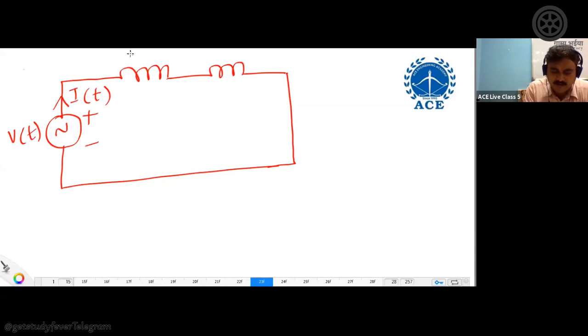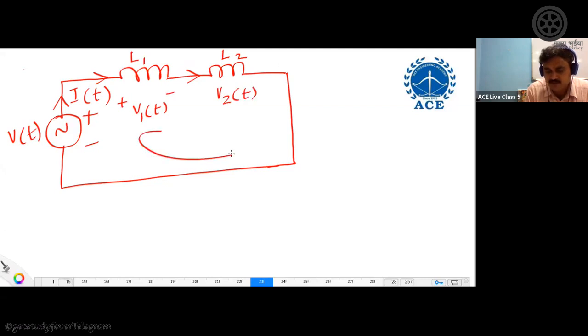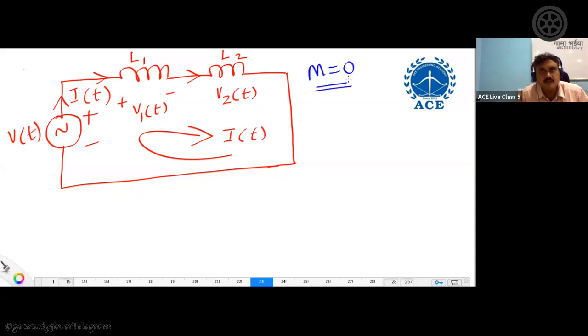Okay, now let this be L1 and let this be L2, and the same current I of t is flowing on both the branches. Let these voltages be V1 of t and V2 of t, and the current flowing in the circuit is I of t. That's all. Is it clear? Now assume that there is no mutual inductance. Generally when inductors are connected in series, some mutual inductance will be there. I am confirming that the value of mutual inductance is 0. Consider M as 0.